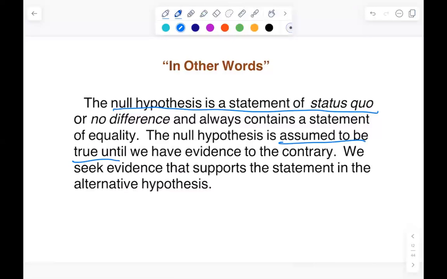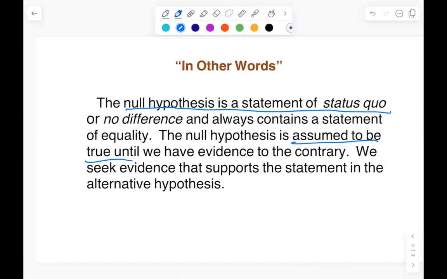We are looking for evidence to support our alternative hypothesis. So we're seeking evidence that supports the alternative hypothesis. So that's what we are looking for in our hypothesis testing.